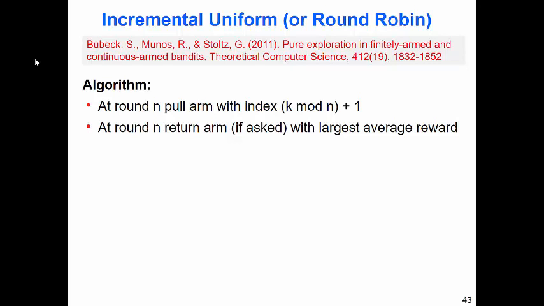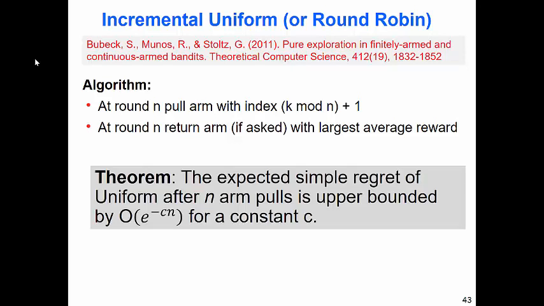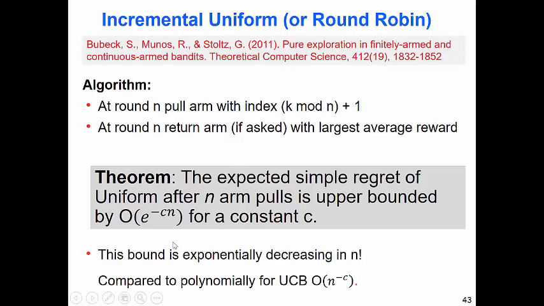It's just pulling each arm in sequence over and over and over, and when you're asked, returning the index of the arm. So it's very much like the uniform PAC algorithm, except you can stop it at any time and ask what arm has the best expected reward, best average reward. And this little algorithm has the simple regret decreasing like this. It's exponential in n, as opposed to UCB, which had a polynomial in n.